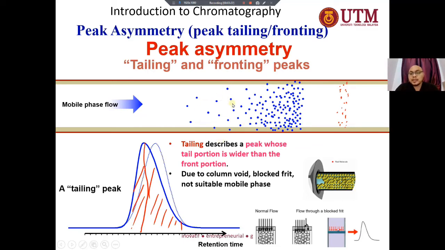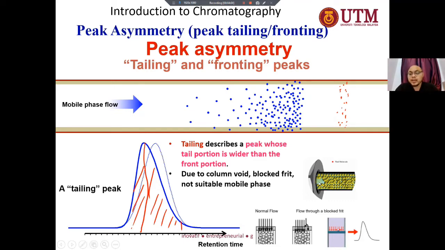The tailing peak, asymmetrical, is due to column void, blocked frit, or an unsuitable mobile phase system. Here is an example figure where we have the column void. Some of the analyte enter too fast, and some of the analyte will move through the column along its supposedly natural path. So we have the column void over here.